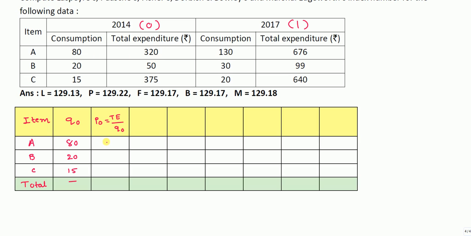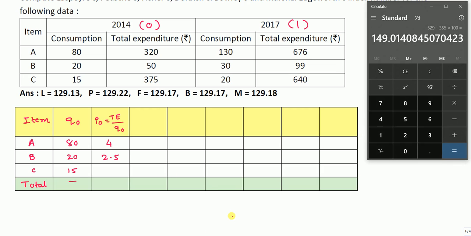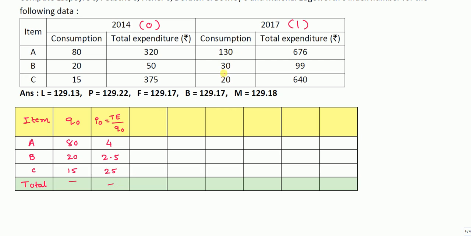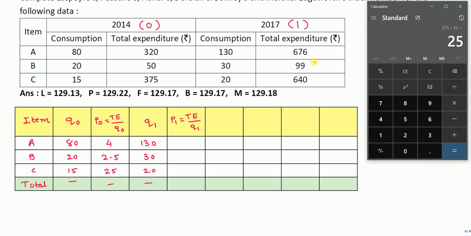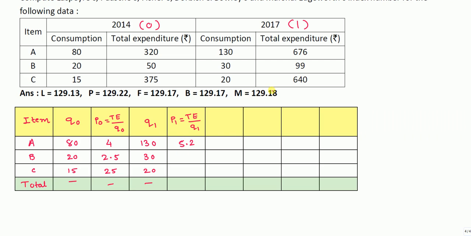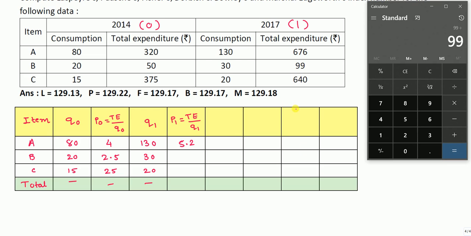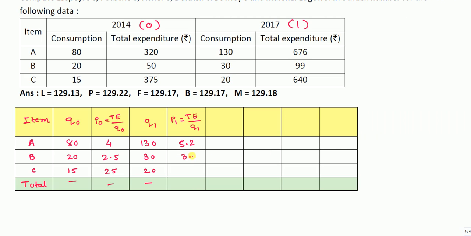So 320 by 80 equals 4. 50 upon 20 equals 2.5. 375 divided by 15 gives us 25. Then this is Q1. Q1 is 130, 30 and 20. Now find P1. P1 equals total expenditure divided by Q1. So 676 divided by 130 equals 5.2. Then 99 by 30 is 3.3, and 640 upon 20, the 0 cancels out, is 32.